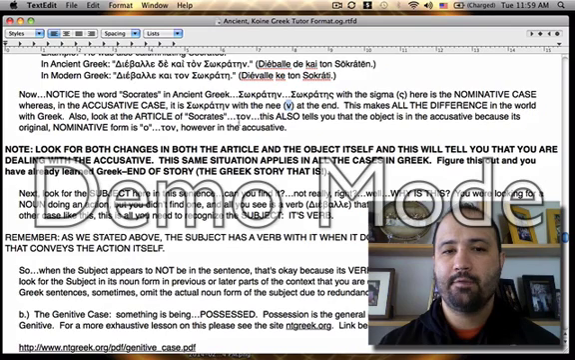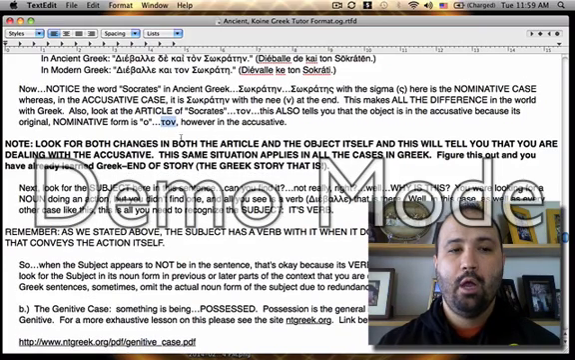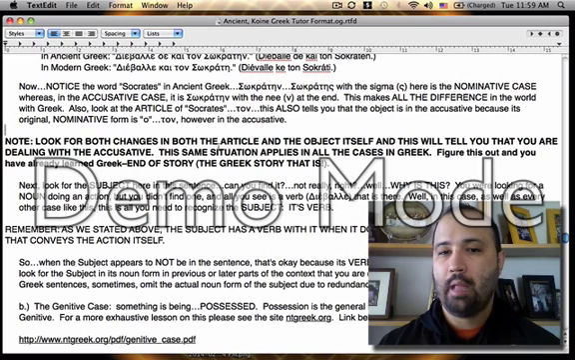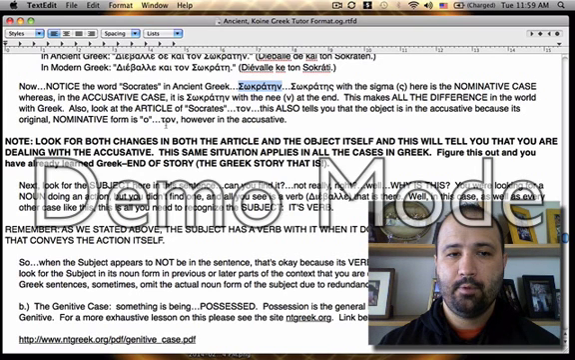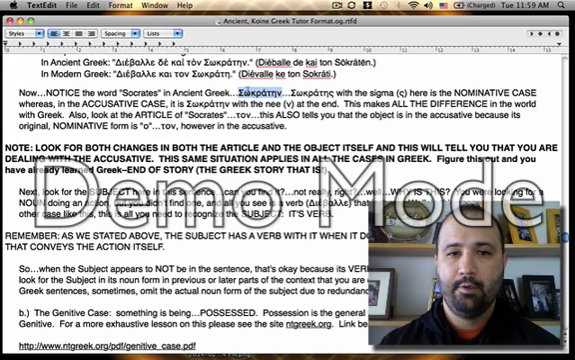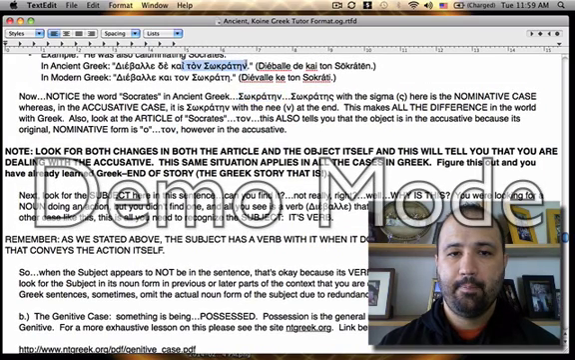Also look at the article of Socrates, ton. It's not ho, which is the nominative, but it's now ton. Note, look for both changes in both the article and the object itself. So the article and the object itself. See that? Well, this is what you're looking at here. Accusative article, accusative object right here. Look for that, and this will tell you that you are dealing with the accusative.